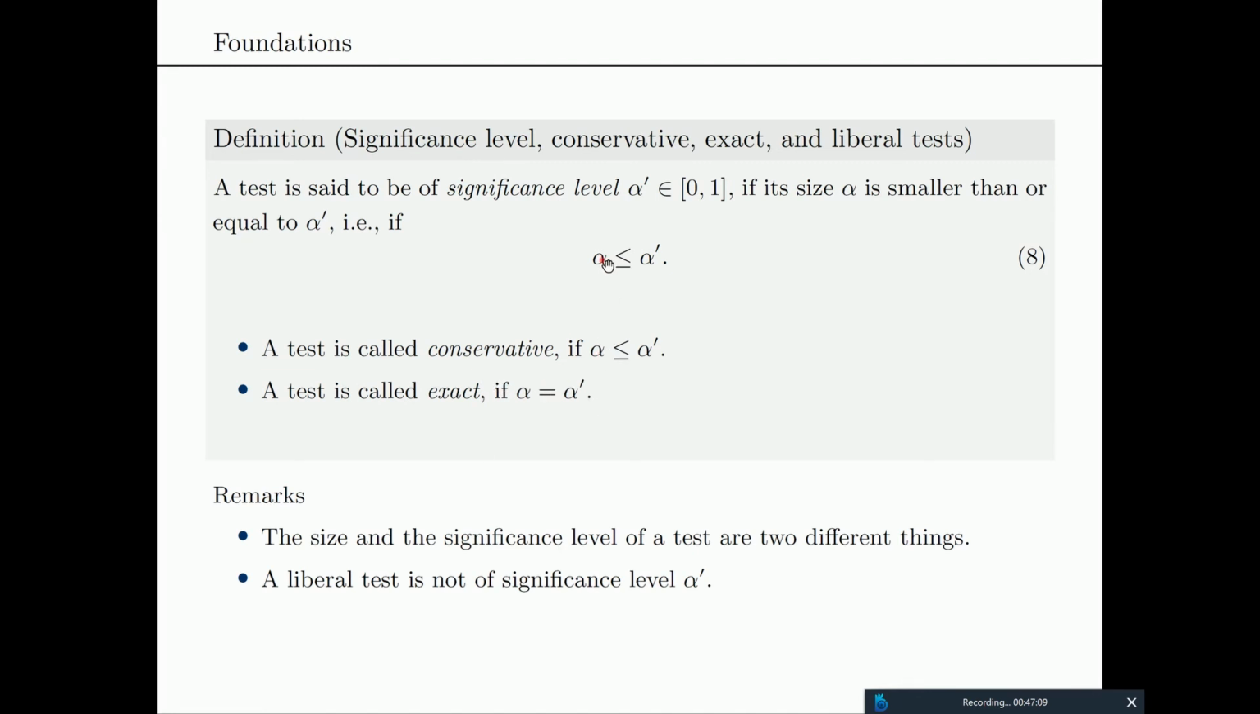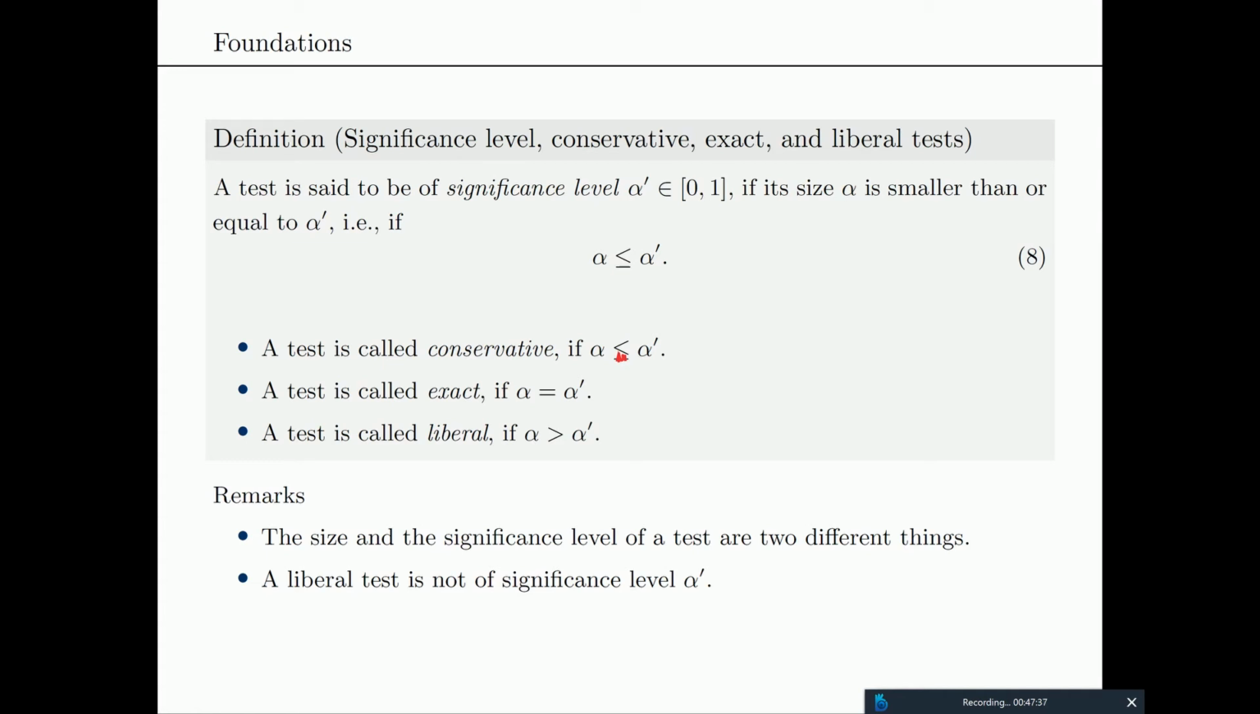If the test error rate is smaller, oops, this is of course then also wrong. So that this is correct. This should be a strict inequality. A test is called conservative if the probability for a type 1 error is strictly smaller than the significance level.